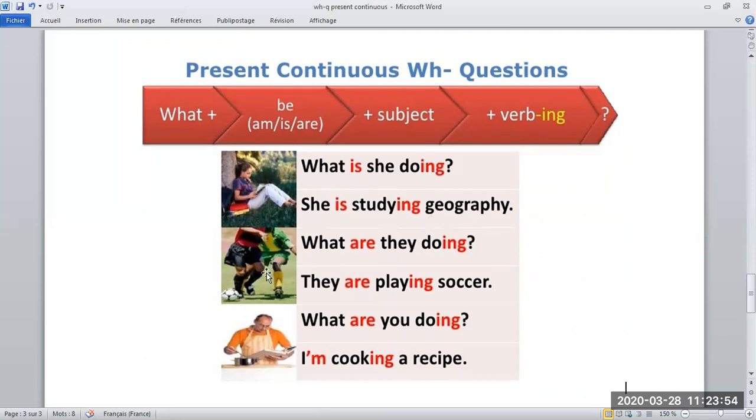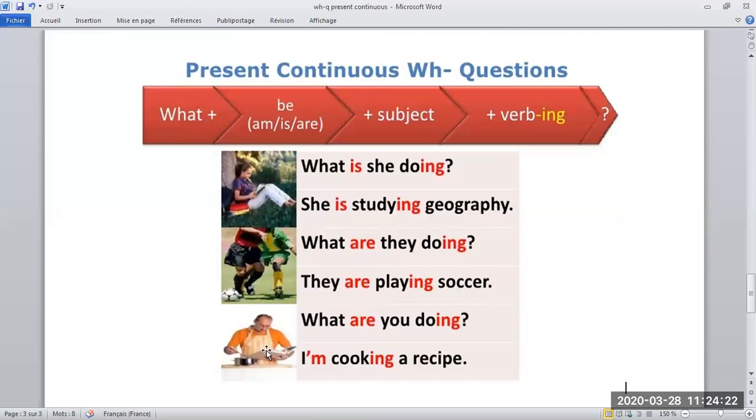The next picture, what do we have? We have two kids playing football. So we are going to ask the question, football is an object, right? Remember football, it's an object. Then we're going to ask, we're going to use what? What are they doing? What are they playing? So they are playing soccer. Good. Soccer means football.